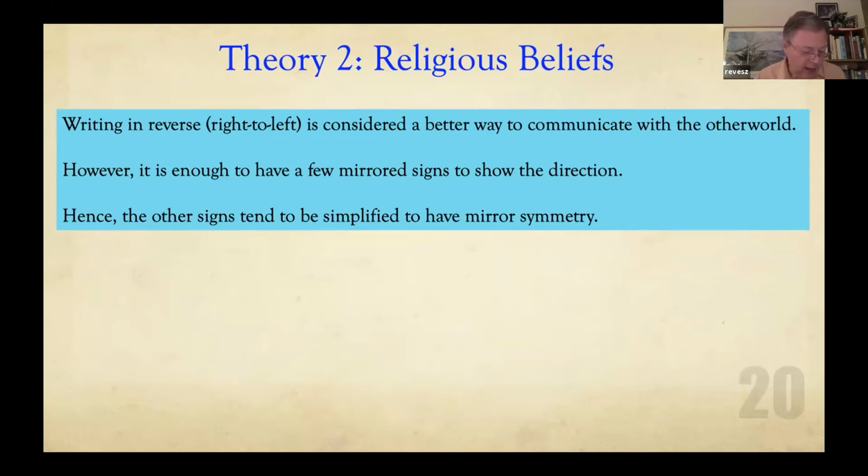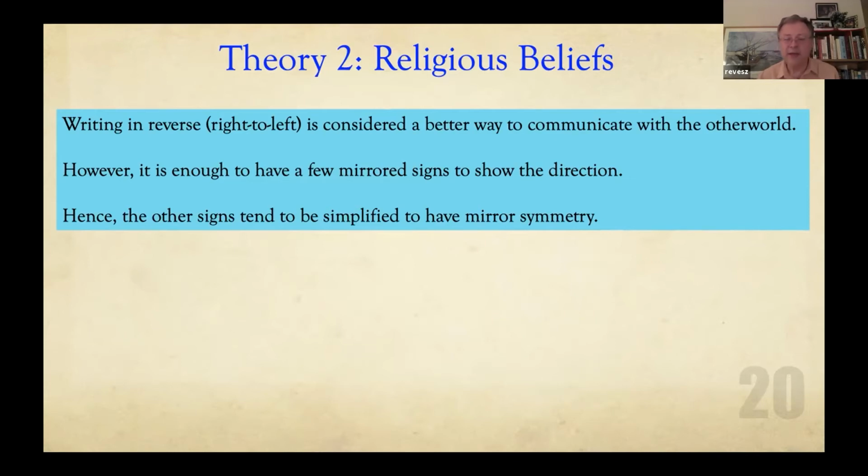So the second theory that can be developed based on this is that writing in reverse, that is, for the Minoans, right to left would be the reverse of the normal, is considered a better way to communicate with the other world and the spirit of the other world. And similarly to the previous one, we have only a few signs enough to show the direction of the reading, and the other signs tend to be simplified.